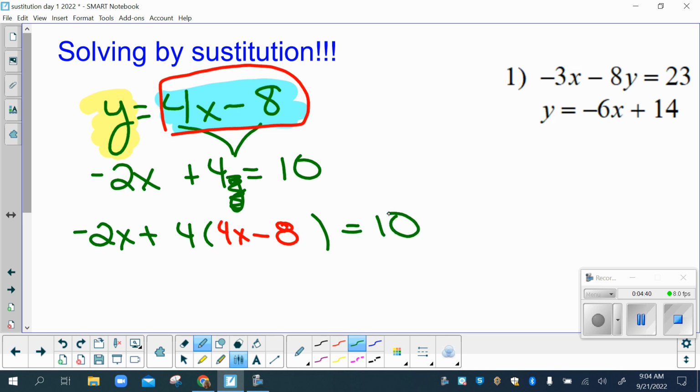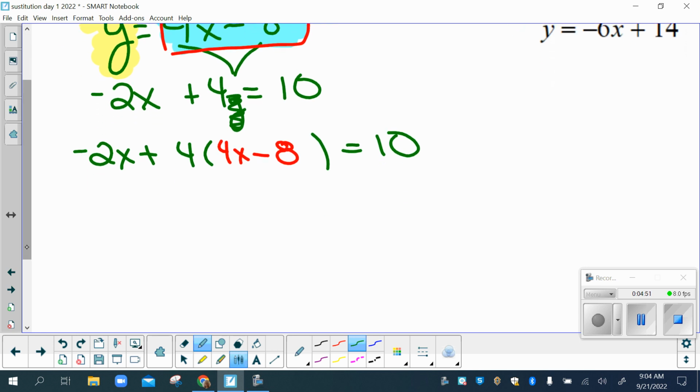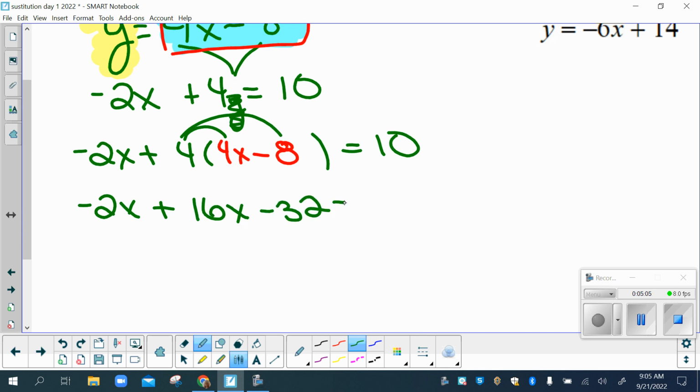Once you're at this point, it's just a regular old kind of stinky algebra 1 problem. It's nothing bad. It's just a little bit of a pain in the butt to do. So let's go ahead and do it together. Negative 2x plus, got parentheses, so I'm going to do a little bit of baby distribution. Nothing scary. 16x minus 32 equals 10, right?